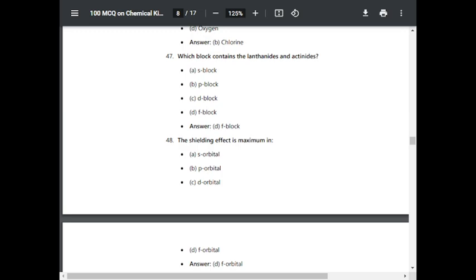Question number 48. The shielding effect is maximum in option A S orbital, option B P orbital, option C D orbital, option D F orbital. The correct answer is D, that is F orbital. The shielding effect is maximum in F orbital, that is option D is correct.